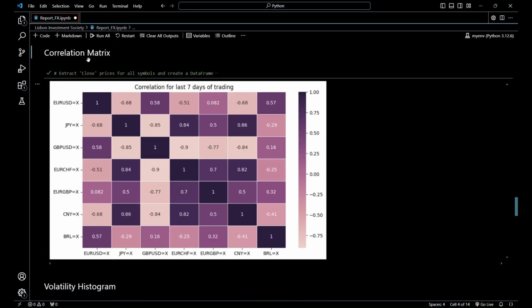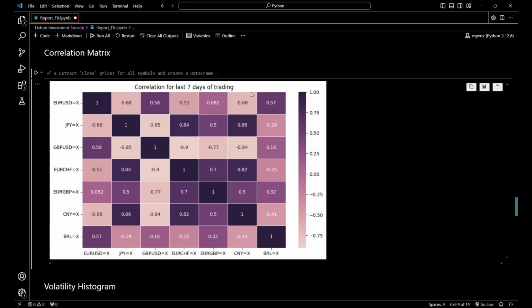And then we want to have the correlation matrix, obviously, and then we can see, for example, that euro dollar and dollar against the yen are negatively and strongly correlated, as well as dollar against the CNY and euro dollar. Actually the same correlation for the last 7 days of trading, reminding you that this is for the 5-minute time frame, right?